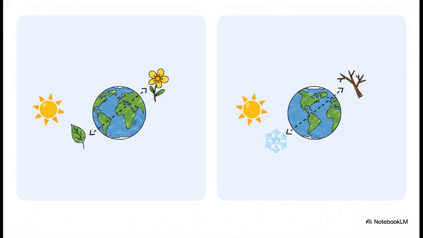So the crucial takeaway here is this. Without this specific 23.44-degree tilt, those beautiful seasonal variations we rely on, spring blossoms, summer heat, autumn leaves, and winter snow, would basically vanish entirely.